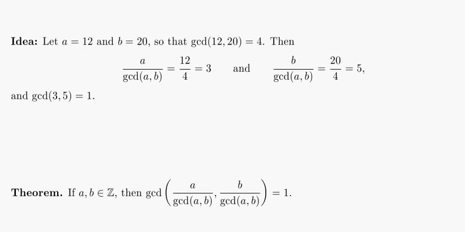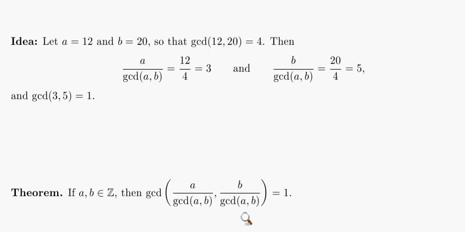In this video, I want to talk about one of the homework problems that apparently caused a lot of difficulty on the last homework assignment. It went like this: if you take a divided by the GCD of a and b, take b divided by the GCD of a and b, and then take the GCD of those two quotients, it is actually equal to 1, so that these two numbers, a over GCD(a, b) and b over GCD(a, b), are relatively prime.